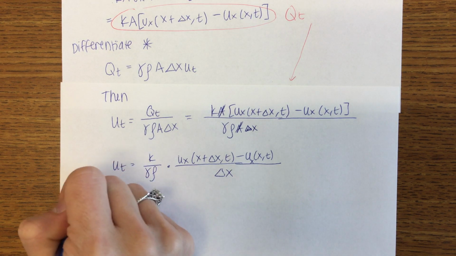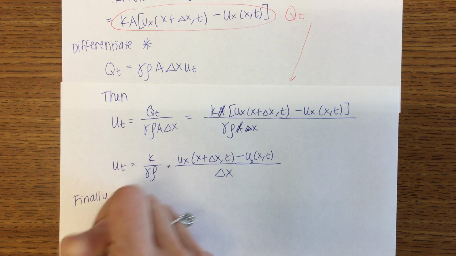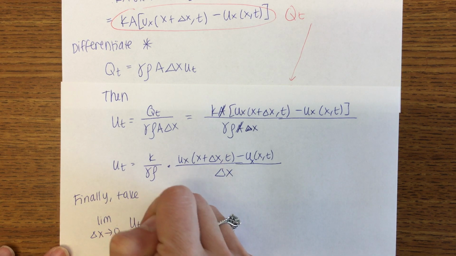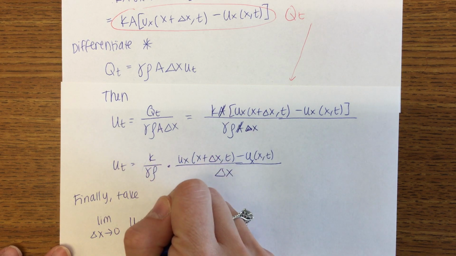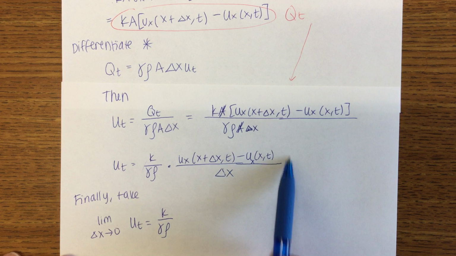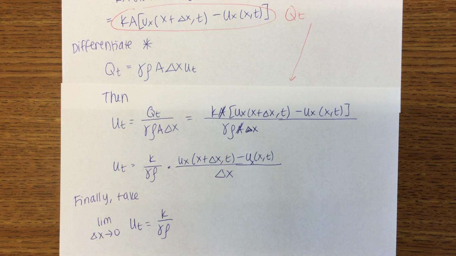Okay. Finally, what we're going to do, we're going to take the limit as delta x approaches 0. So, obviously, ideally, you're going to want those slices to be very, very narrow. When we do that, u of t is unaffected, so that's k over gamma times rho. What is all of this when I take the limit as delta x approaches 0? Or what does this stuff remind you of? Derivative. Okay, what derivative do we think it is?